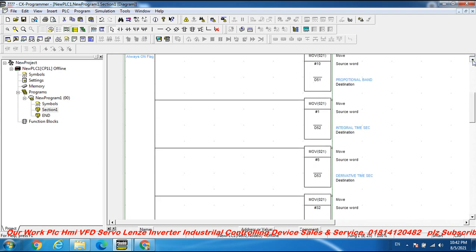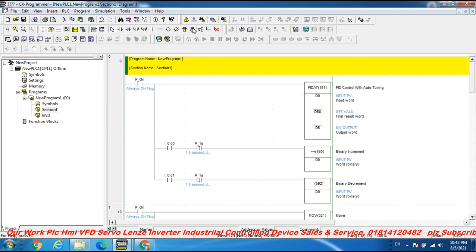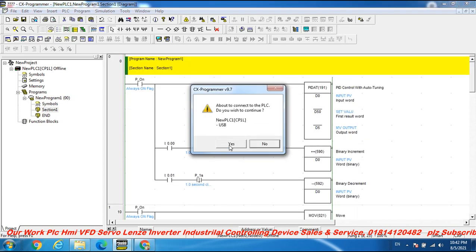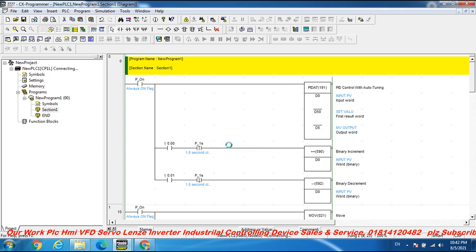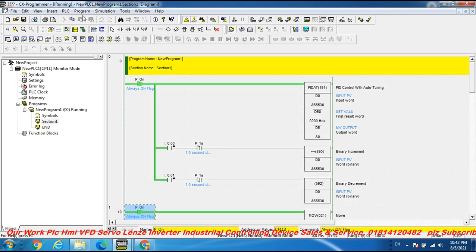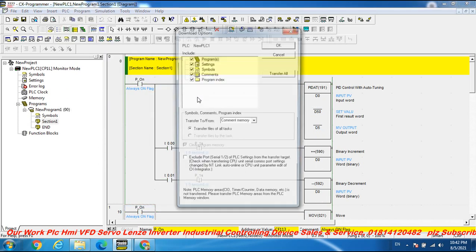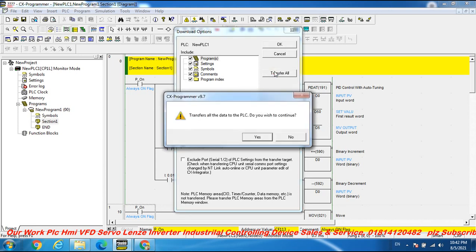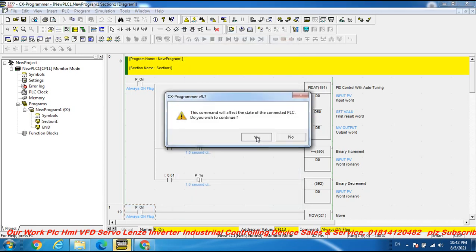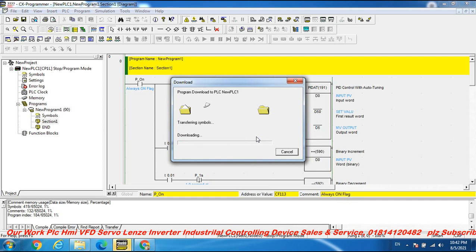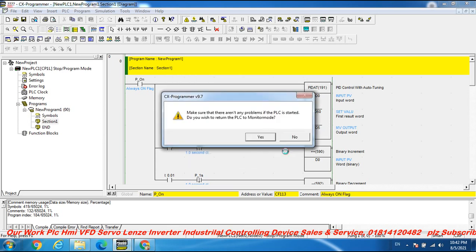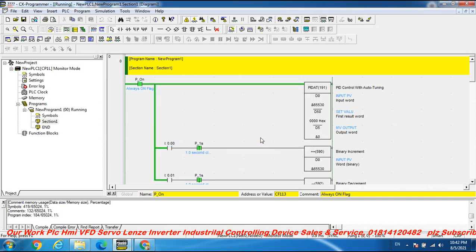Friend, complete my PID program. Now I online mode, PLC online mode. Okay, and transfer to PLC program, transfer. Okay. Okay, monitoring mode.